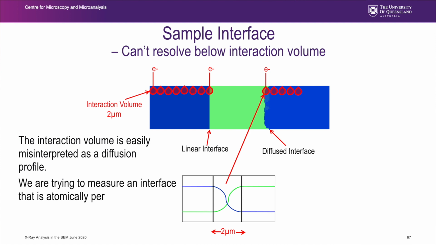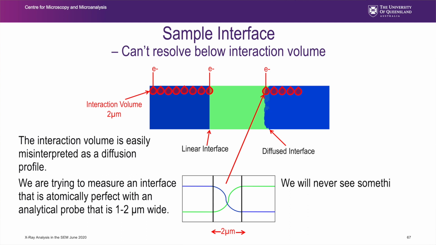What you've got is you're trying to measure an interface that's atomically flat and atomically perfect with an effective analytical probe that's 1 or 2 microns wide. And you'll never see something smaller than your interaction volume. So people can misinterpret that as a diffusion profile 1 or 2 microns wide. You can only measure diffusion profiles greater than the interaction volume.